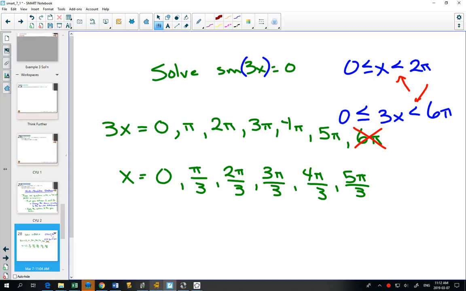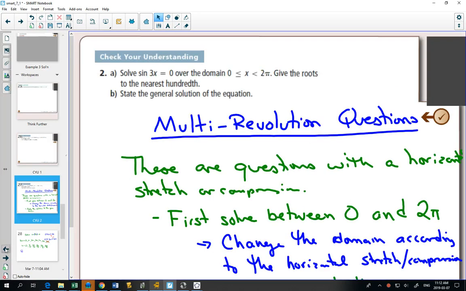Now, part B to this question, okay, but I'm going to model. See, I'm on a whole other page here, but this is very typical of what happens when you do a math question. You finish the question. One of the things you should always do when you finish a question is reread part A just to make sure that we've done everything correctly. Solve sine 3x equals 0. We did that over the domain from 0 to 2 pi. We did that. It says give the roots to the nearest hundredth.